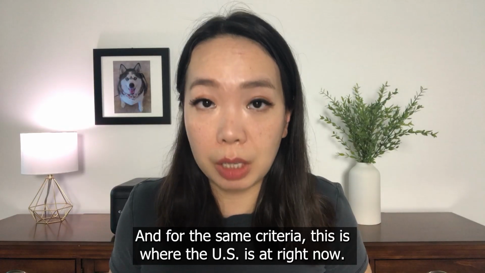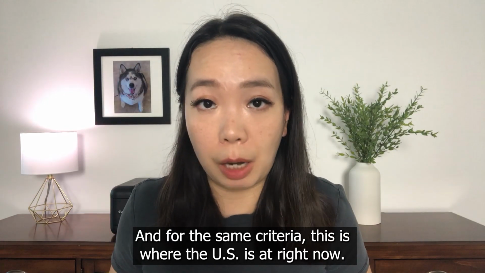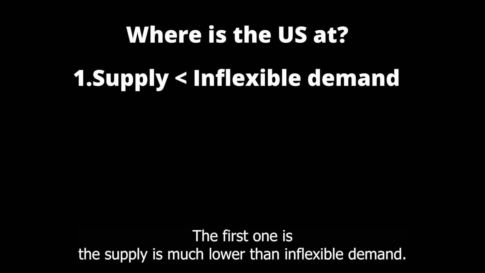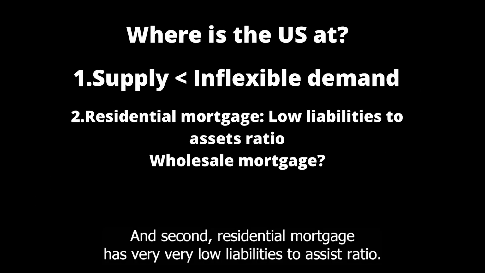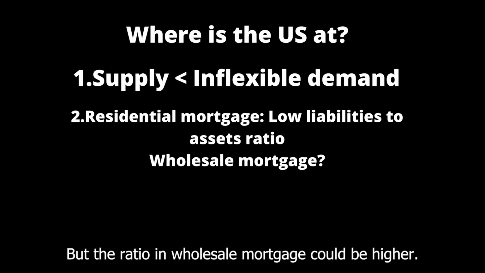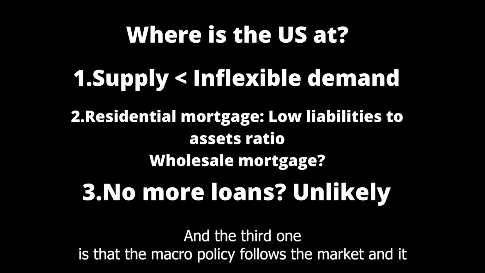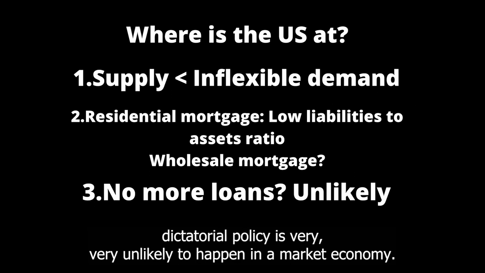And for the same criteria, this is where the US is at right now. The first one is that supply is much lower than inflexible demand. And second, residential mortgage has a very low liabilities to assets ratio, but the ratio in a wholesale mortgage could be higher. And the third one is that the macro policy follows the market, and a dictatorial policy is very unlikely to happen in a market economy.